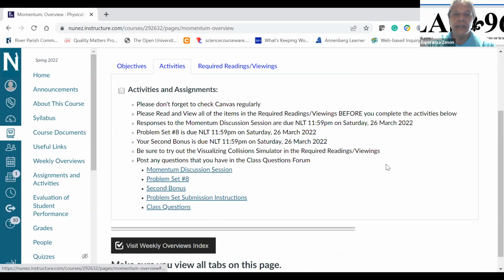As a reminder, you have some items due by Saturday: the discussion on momentum and problem set 8. Problem set 8 is on gravitation from last week. And you see you have another bonus that you can do. If I have enough time today, I'll get into talking about that second bonus.